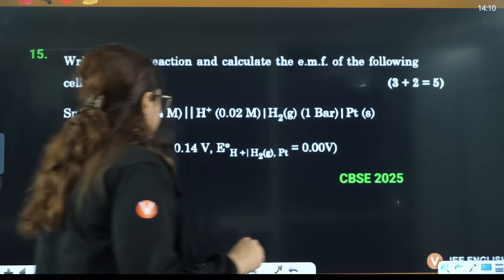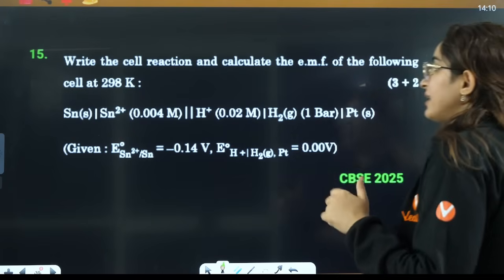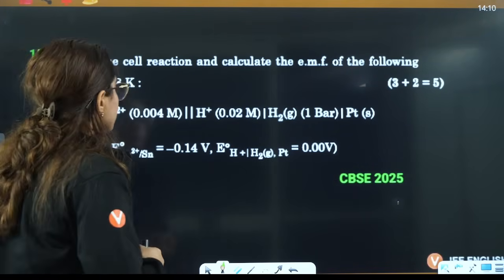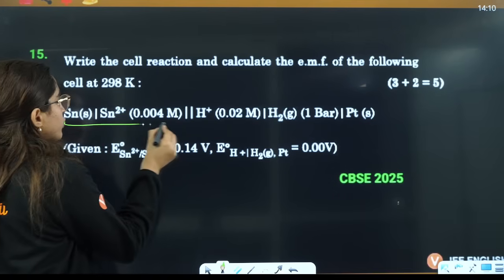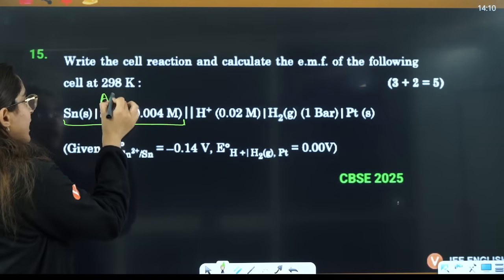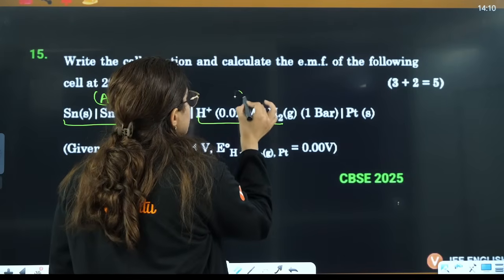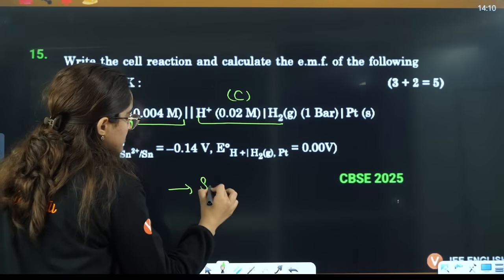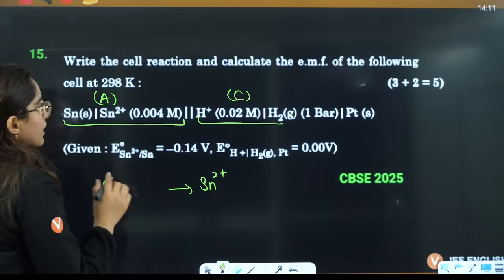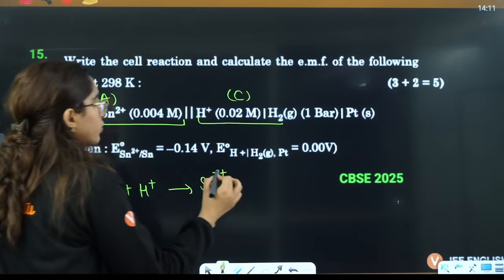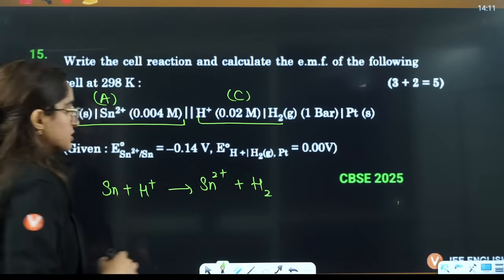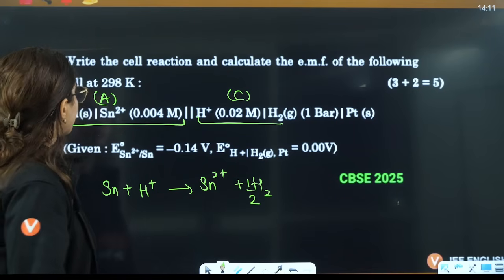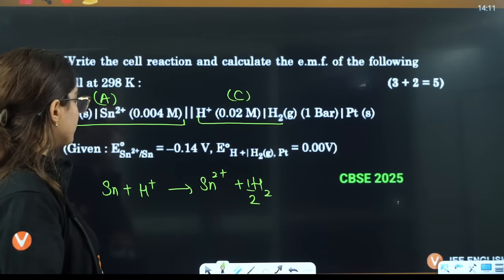Now, next is write the cell reaction and calculate the EMF of the following. Okay. For this, you firstly need to know that always in representation, the left side is anode and the right side is always cathode. That means the reaction must be that Sn is getting converted to Sn2 positive, that is oxidation is happening, and here H positive is getting converted to H2. That is reduction is happening, right? So that means this should be half of H2, right?